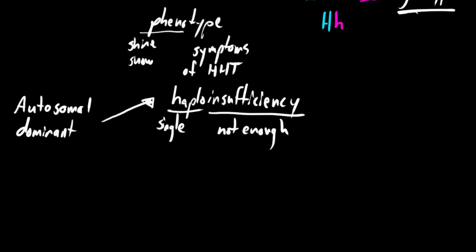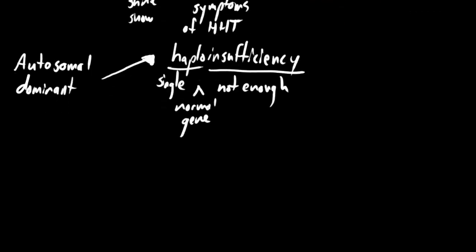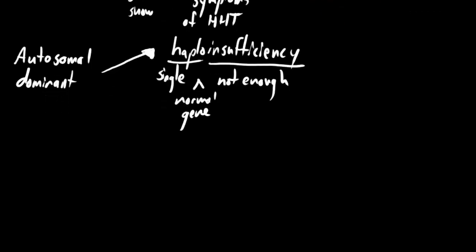So in this case, this is describing the fact that one normal, and implicit here is the idea that there's a normal gene. So one normal gene is not enough for normal function. You actually need both copies of the gene in order to have normal function. So if you have one that's messed up, the simple fact that it doesn't work means that the other gene can't make up for that loss, and you get some type of defect.